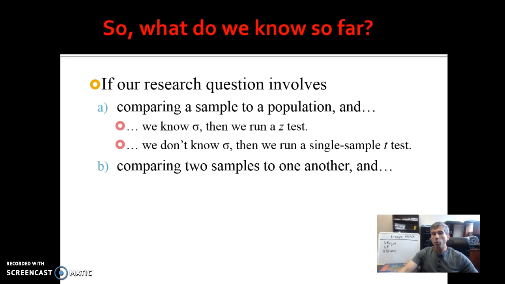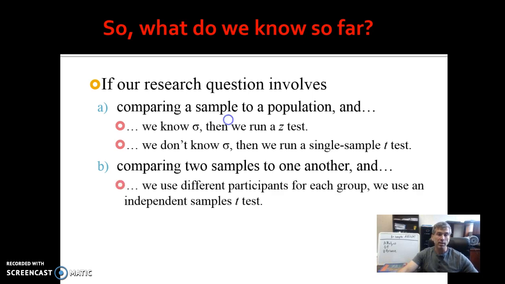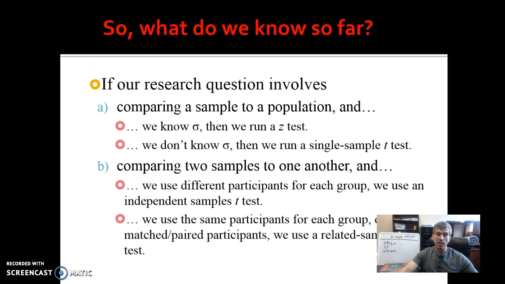The last module was on comparing 2 samples to each other. We had 2 different 2-sample t-tests. If we had a between participants design, we'd run an independent samples t-test. If we have a within participants design, or what are called matched or paired participants, even though, again, we won't be discussing those in this class, we won't use those as examples. So for this class, if it's within participants, we use a related samples t-test. So those 4 tests, 2 of them cover single sample situations, 2 of them cover 2 sample situations.